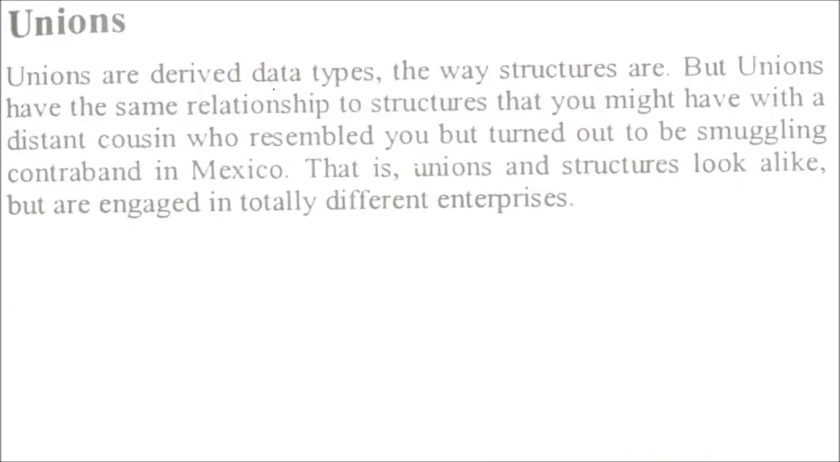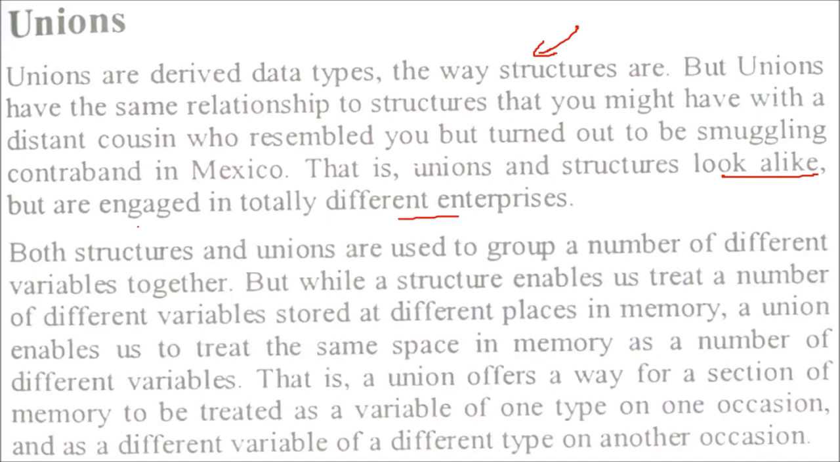Unions. Unions are actually derived data types, the way structures are. In most cases, structures and unions are exactly the same, but union has a relationship with structure like a cousin. Union and structure look alike, but they are engaged in totally different enterprises. This is how we will see just now. Both structures and unions are used to group a number of different variables together. That is their liking, and that is why they are similar.